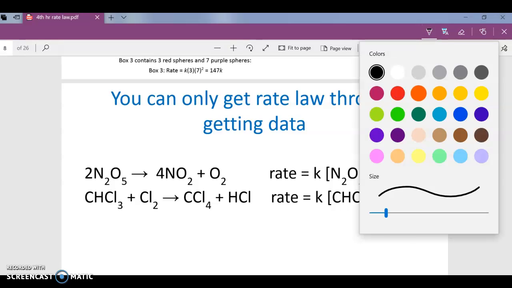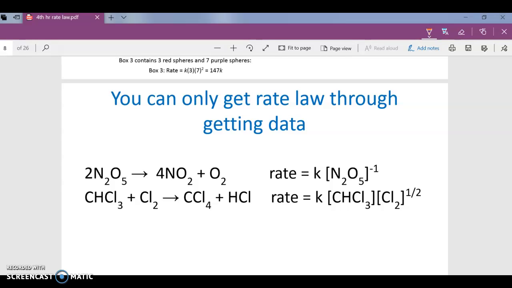The other thing that I hope you're seeing is that we're completely ignoring the actual reaction. In other words, take a look at this. N2O5, there happens to be 2 of them. But if you look over here, that's not a 2 there. You cannot use the balanced equation to find yourself the rate law. The rate law can only be found using data. And that was what I used at the very beginning with that chart. We can only use data.